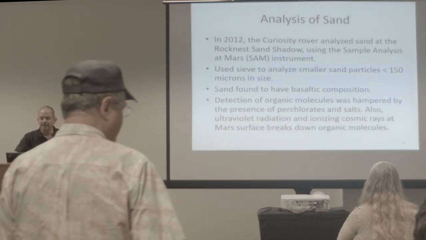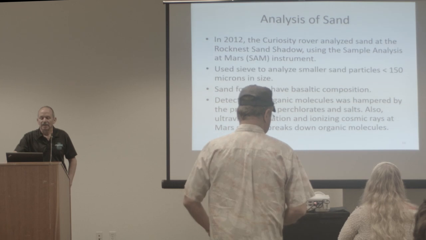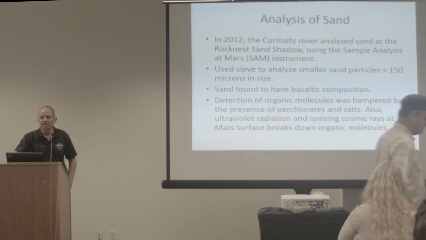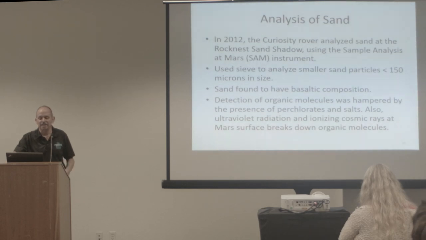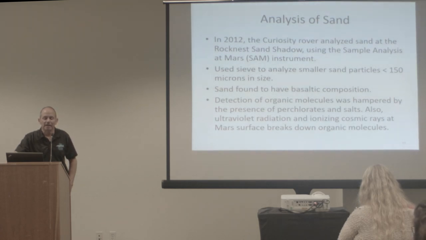Looking at the analysis of the sand, what Curiosity did was use the Sample Analysis at Mars instrument, or the SAM instrument, and they had a sieve. Before they analyzed it, they had a sieve that would pass small sand grain particles, 150 microns or smaller. So that would take out all your larger grains. And all the sand that was found at that formation was found to be basaltic in composition.